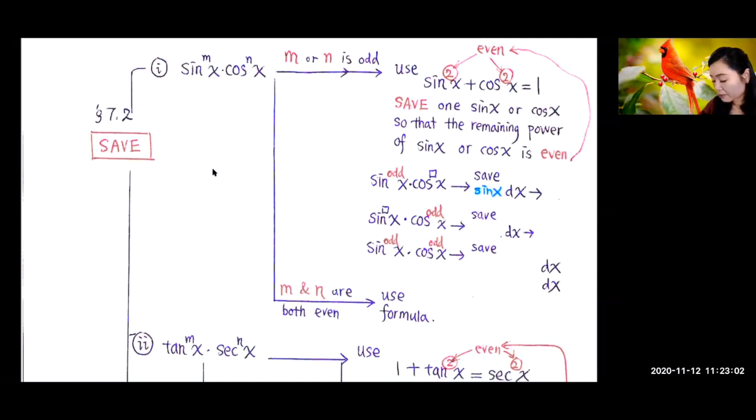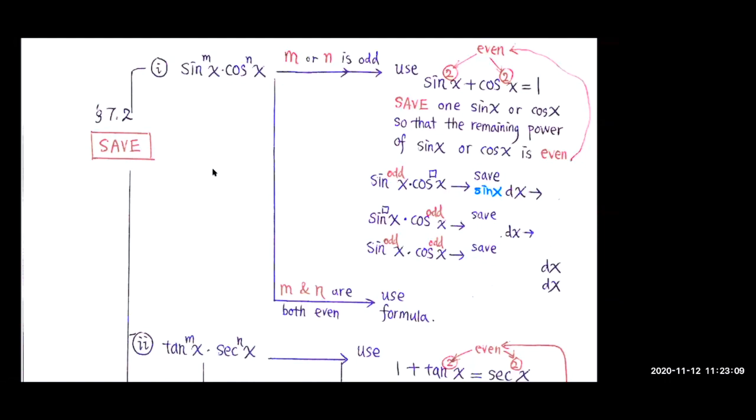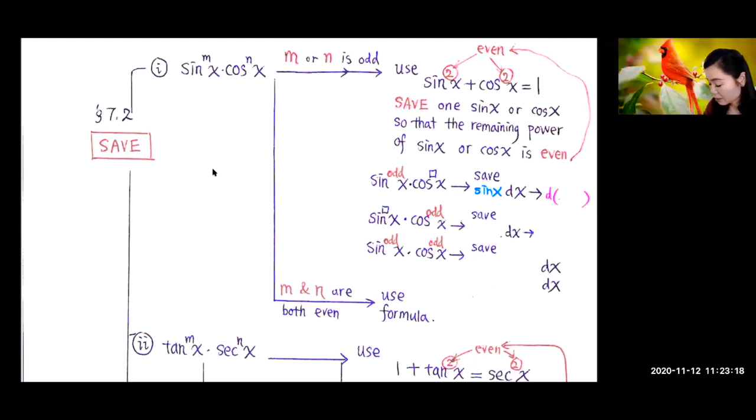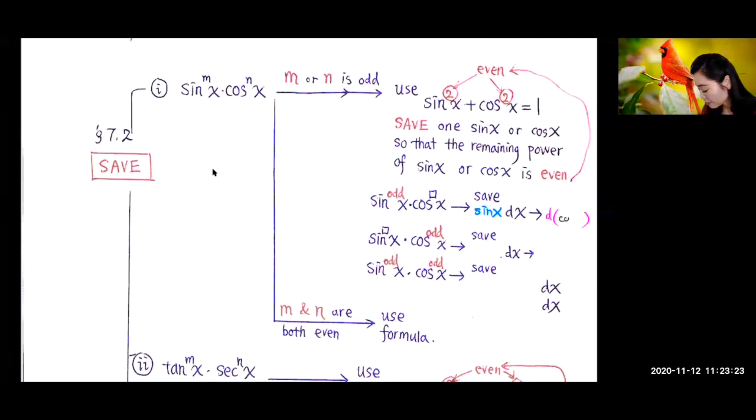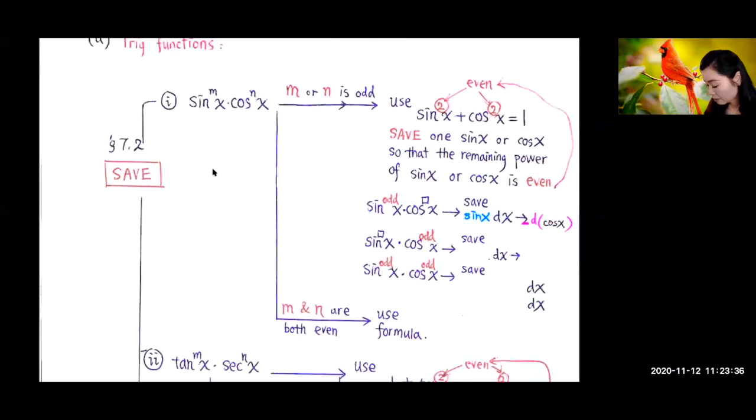That way the remaining power for sine will become even, right? So what happens to this sine x dx? It becomes d of what? Cosine. However, using the fixed sign, the derivative of cosine x is negative sine x. So we need to put a negative sign here. Let's make this a little more obvious: negative d cosine x.